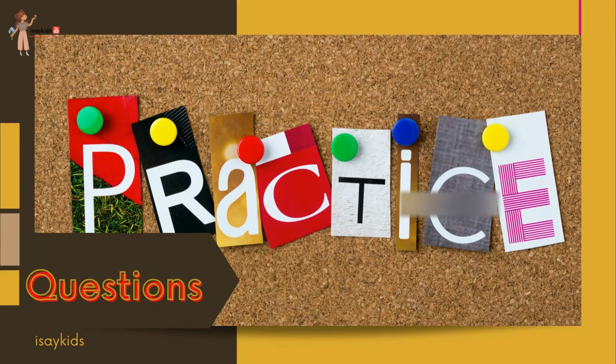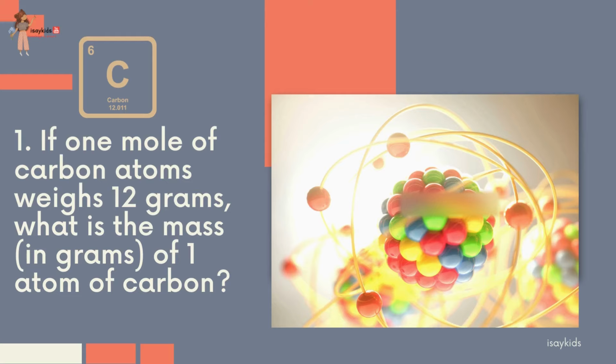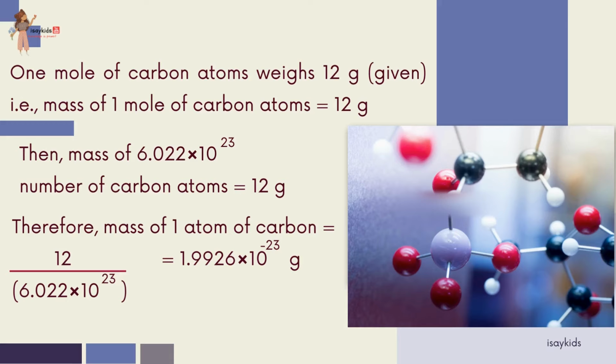Let's practice some more questions to get a better understanding of the concepts. If 1 mole of carbon atoms weighs 12 grams, what is the mass of 1 atom of carbon? 1 mole of carbon atoms weighs 12 grams. Then the mass of 6.022 × 10^23 carbon atoms is 12 grams. Therefore, the mass of 1 atom would be 12 divided by 6.022 × 10^23.